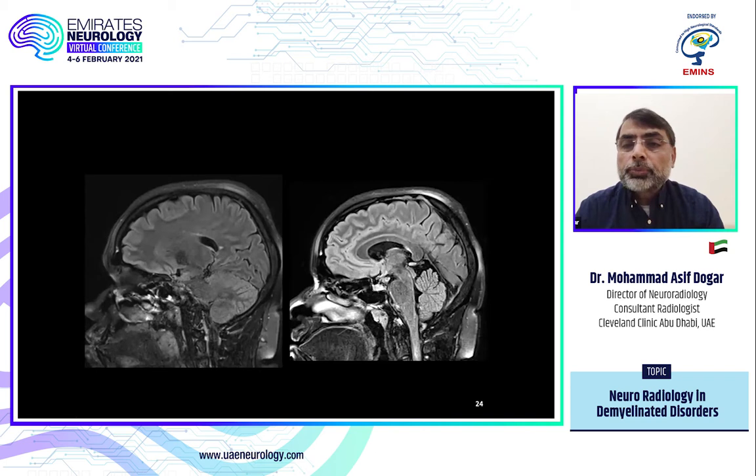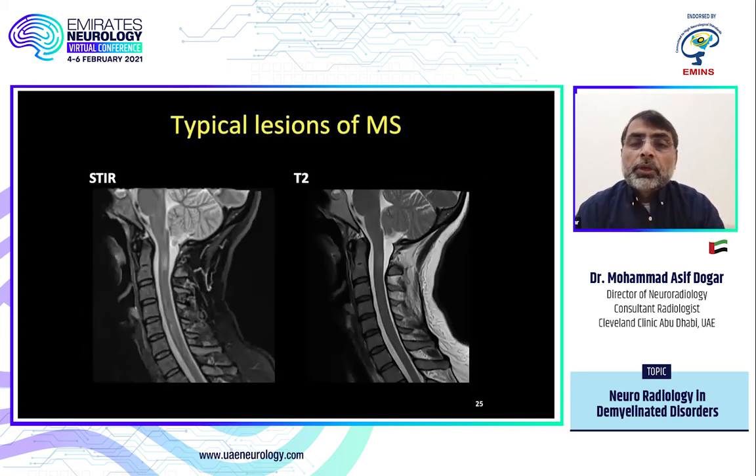So I showed these two cases for two reasons. First of all, we have to use a narrow window, and the other thing is the sagittal FLAIR images are a must. In the spine, you see a lesion on the STIR image, and you don't see it on the T2. So this is very common.